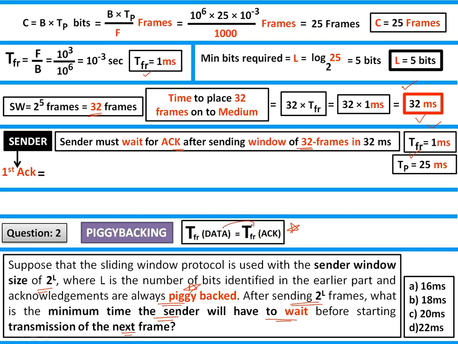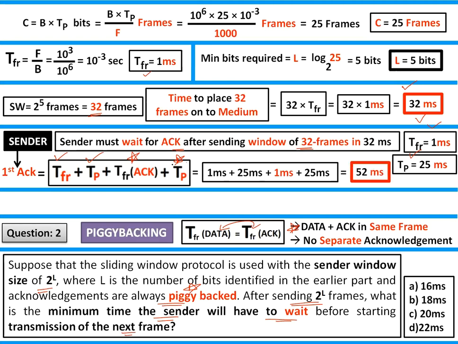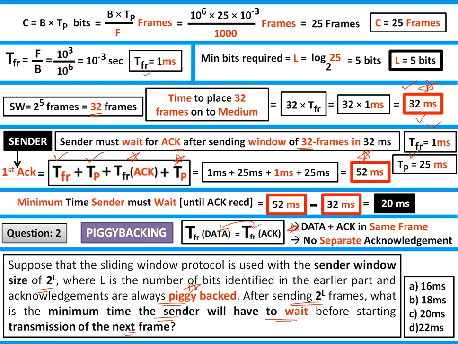Data and acknowledgement will come together. So TFR of data is the same as TFR of acknowledgement. So for the first acknowledgement: TFR to place the frame onto the medium, TP to reach the receiver, then TFR of the acknowledgement to place it onto the medium by the receiver, and TP to reach the sender. So finally it will be 52 milliseconds. So you transmitted for 32 milliseconds, whereas you will get the first acknowledgement at 52 milliseconds. So the minimum time you must wait will be 20 milliseconds, guys.